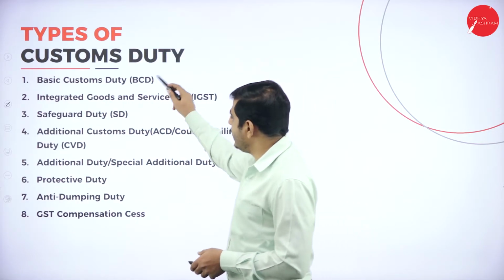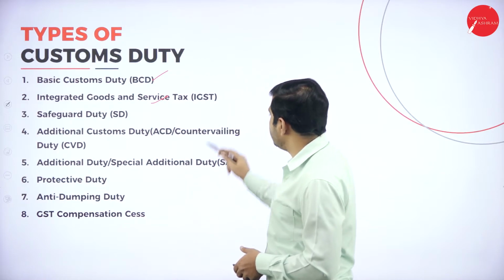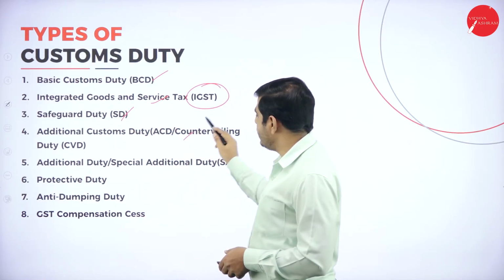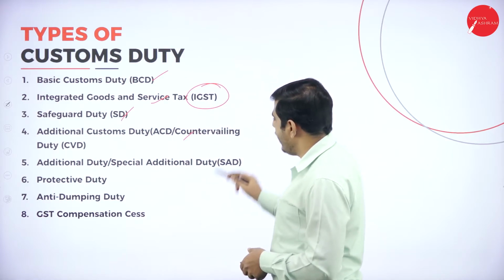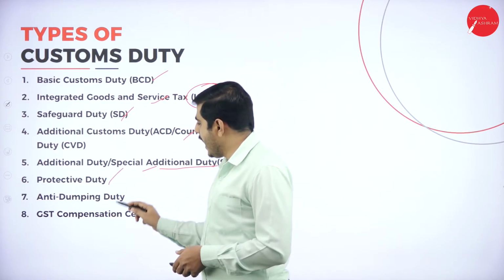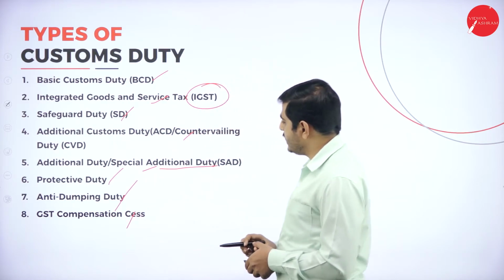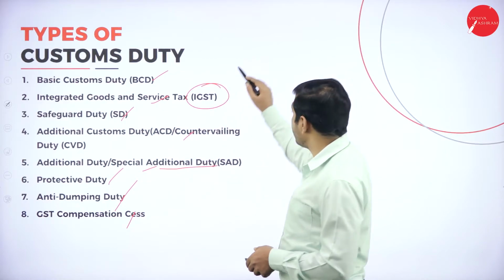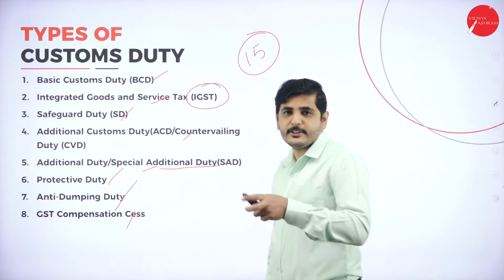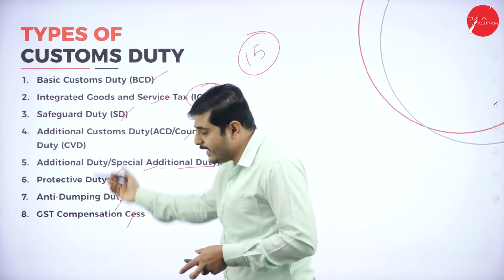So basic custom duty, integrated goods and service tax, IGST, safeguard duty, additional custom duty or countervailing duty, additional duty, special additional duty, protective duty, anti-dumping duty and GST compensation. So this will be asked for 15 marks. What are the types of custom duty? Briefly explain the custom duty. You have to explain these things.